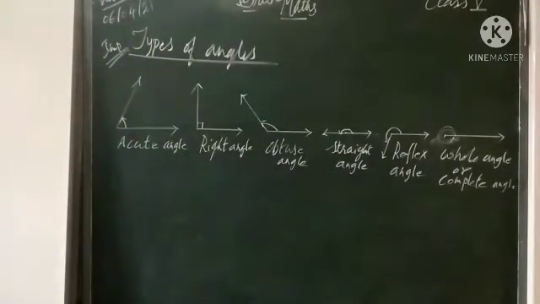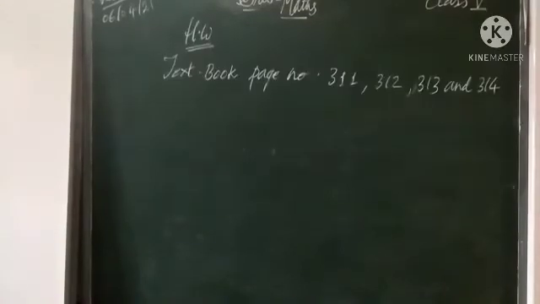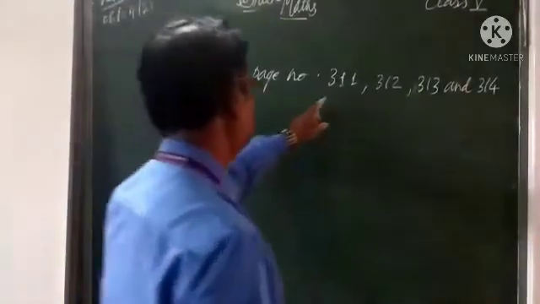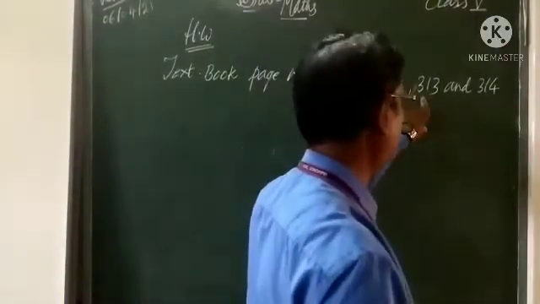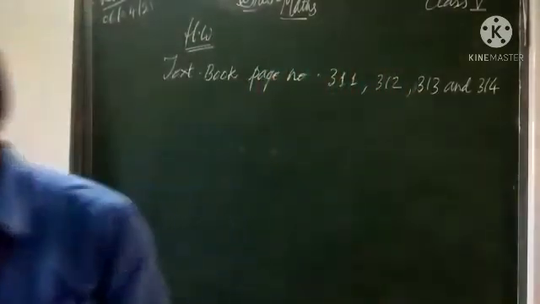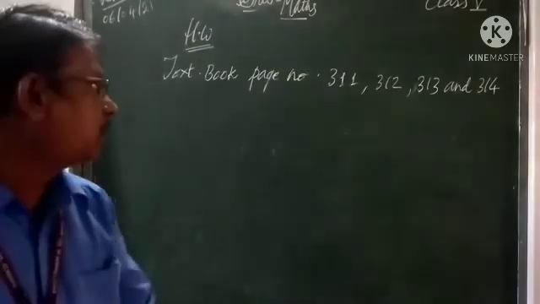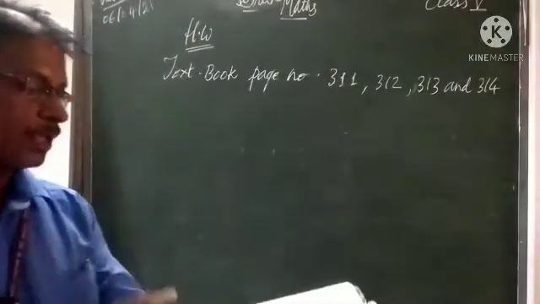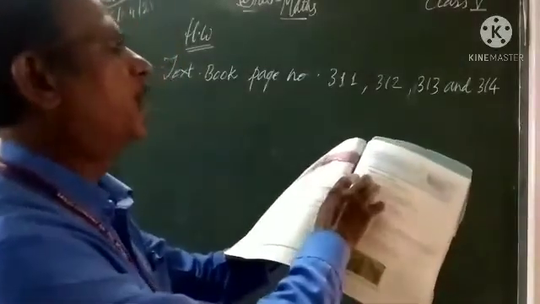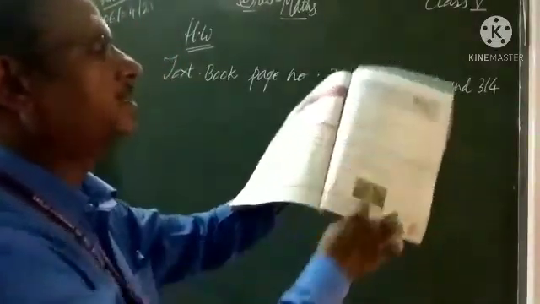Many times I told that definition also. Today's homework, page number 311, 312, 313 and 314. So 4 pages you have to write that one. Open that textbook, page number 311. First of all, again one time I will tell you. This points, line, segment, line and ray. This thing you have to write.